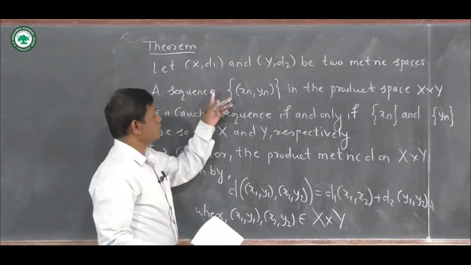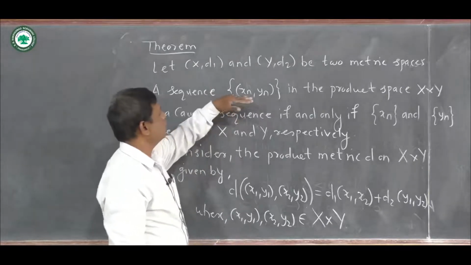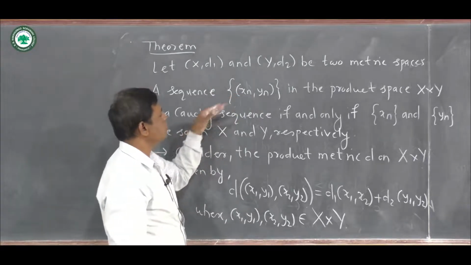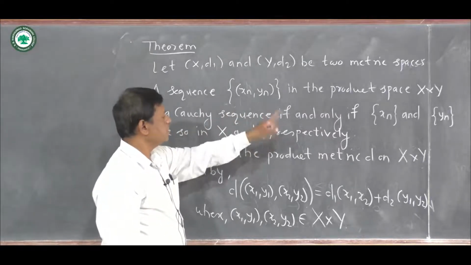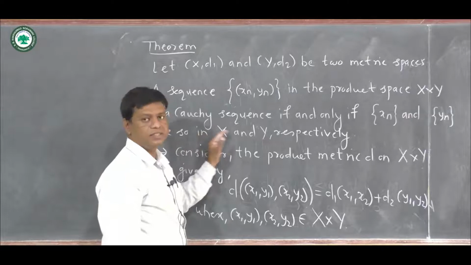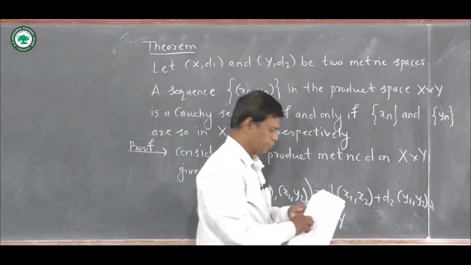Now here first we are going to assume that this is a Cauchy sequence in the product metric space, and we are going to prove that in that case x_n and y_n are Cauchy sequences in X and Y respectively.